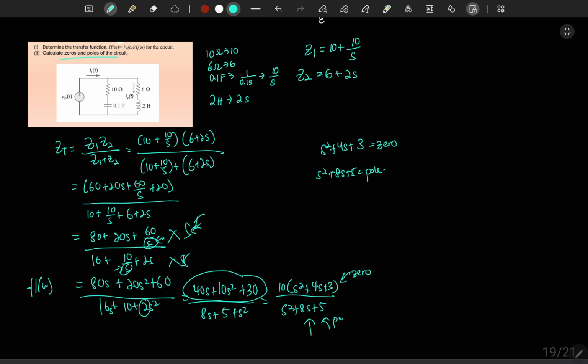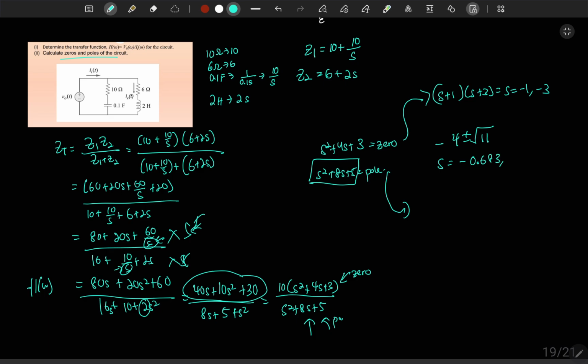So do not write as such, because it's just for me to explain to you guys. So for our zero, we will get s plus 1 and s plus 3, which is equivalent to s equals -1 and -3. Now for the pole, I assume you guys know how to use a calculator. So if you use the calculator, your pole will be 0.683 and also 7.317. So this is how you solve the transfer function.